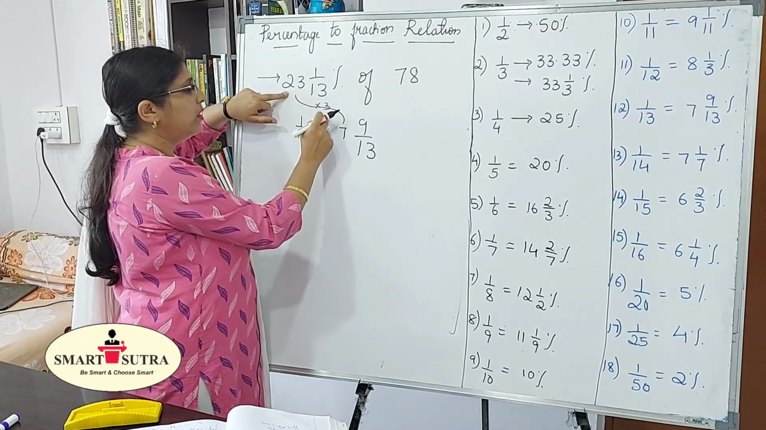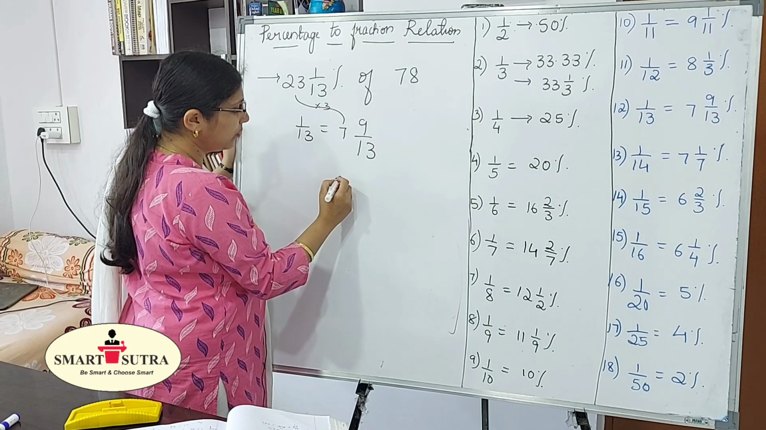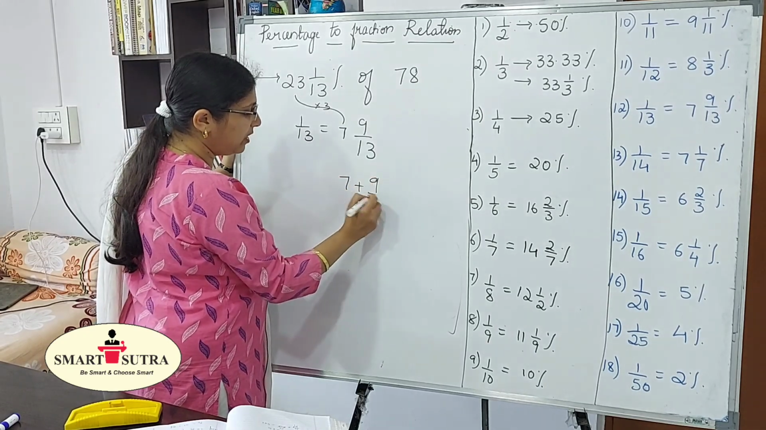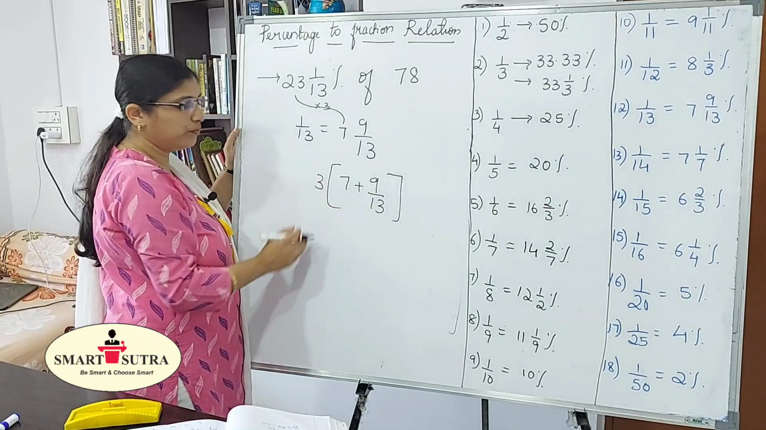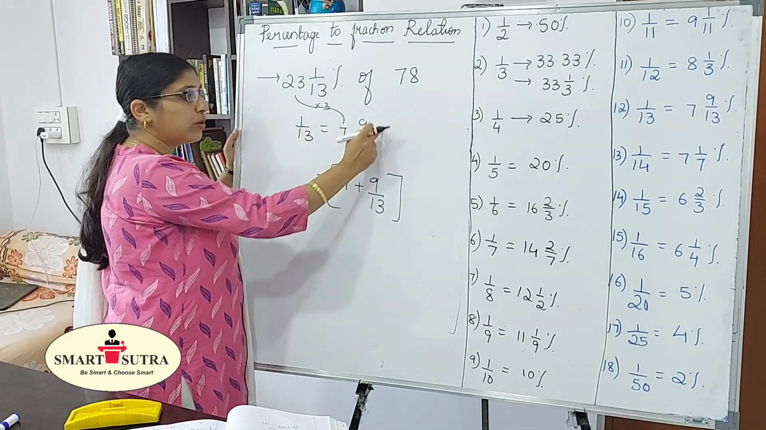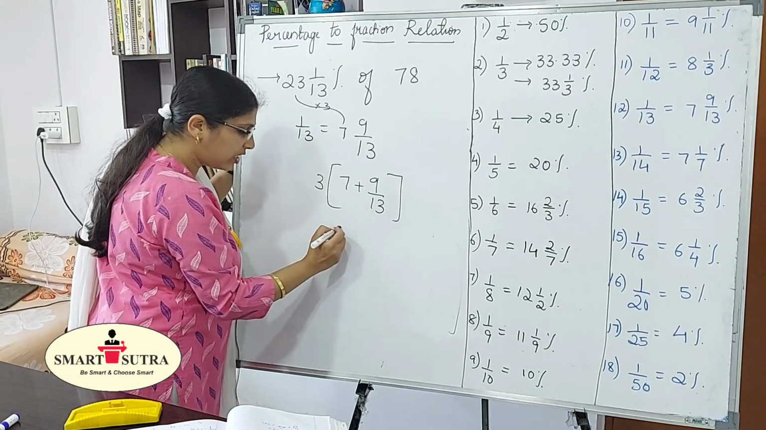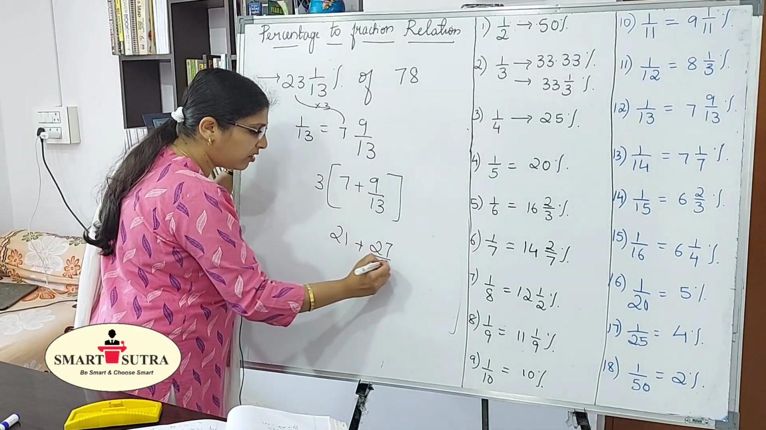So this will be the multiple of 3, that is 7 plus 9 by 13. We'll see how it can be done into 3. So 3 will get multiplied with 7 also and with the fraction part. 3 7s are 21 plus 3 9s are 27 by 13.